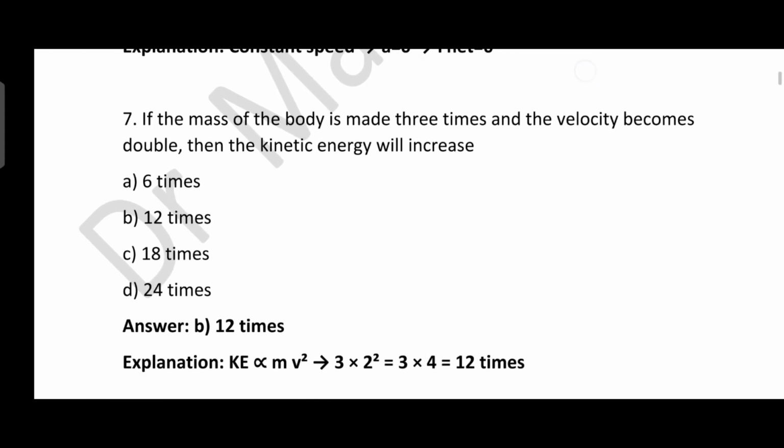If the mass of the body is made 3 times and the velocity becomes double, then the kinetic energy will increase. Correct answer is option B, that is 12 times. So here the formula you'll be using is kinetic energy directly proportional to mv square. Then you'll put the values and you get the answer 12.